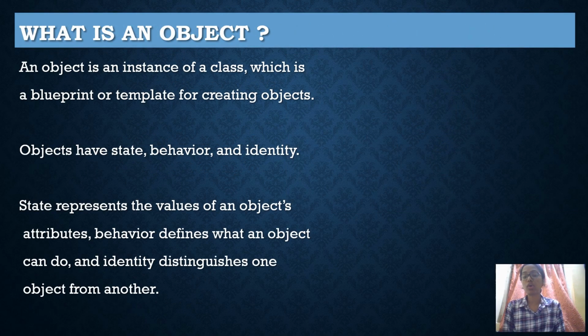So, when we start talking about objects, the first question that arises in our mind is how does this object play a role in Python programming? So, for the question, here we have the answer. An object is an instance of a class, which is a blueprint or template for creating objects. Objects have state, behavior, and identity. State represents the values of an object's attributes. Behavior defines what an object can do, and identity distinguishes one object from another.